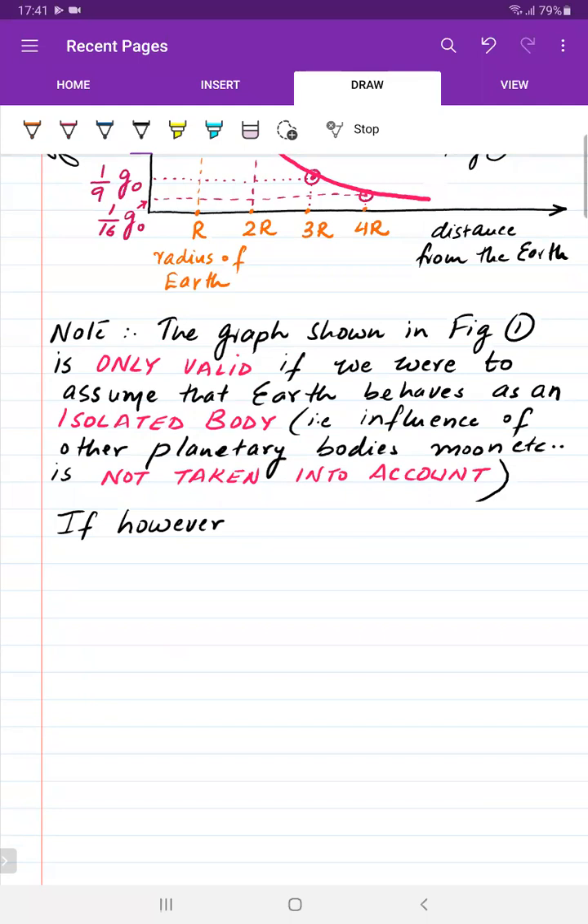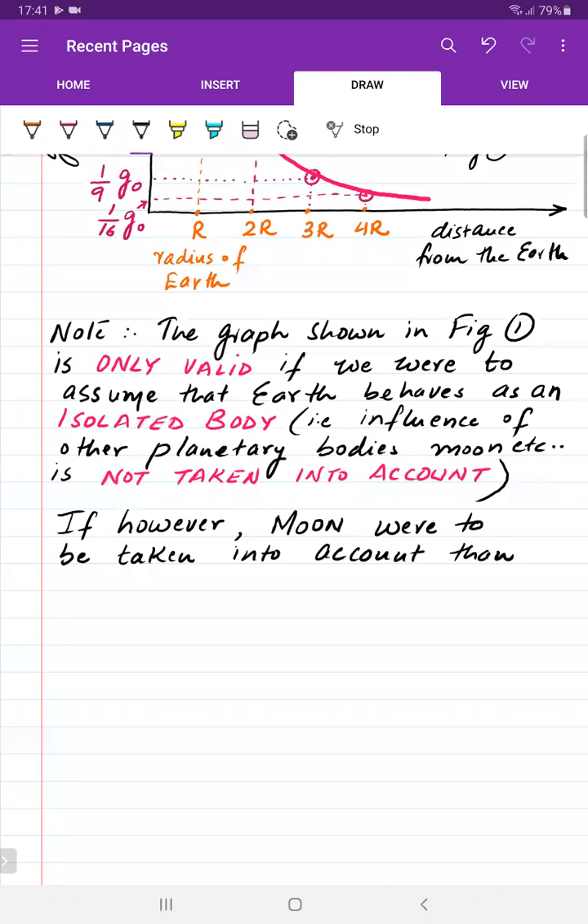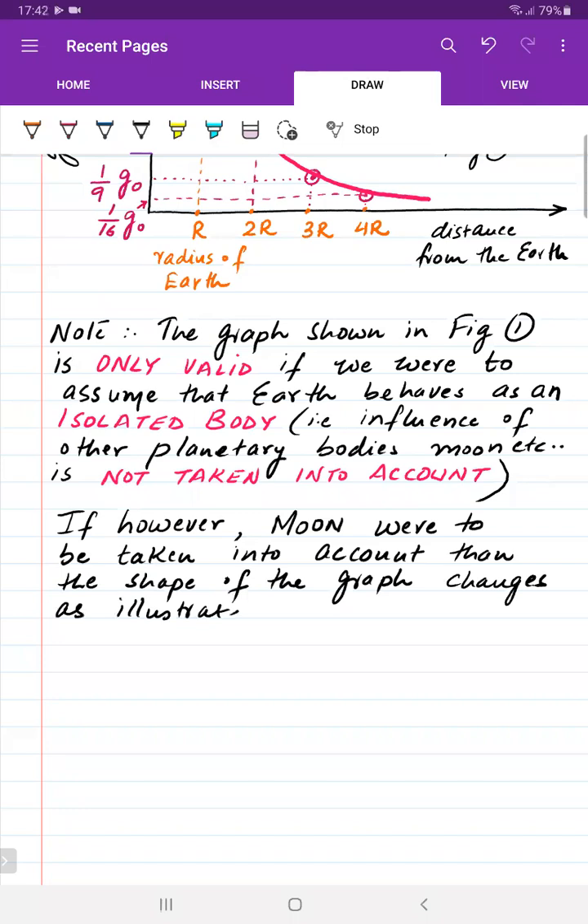If, however, the moon were to be taken into account, then the shape of the graph changes as illustrated in figure 2.